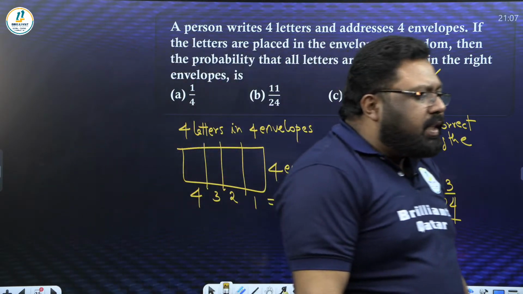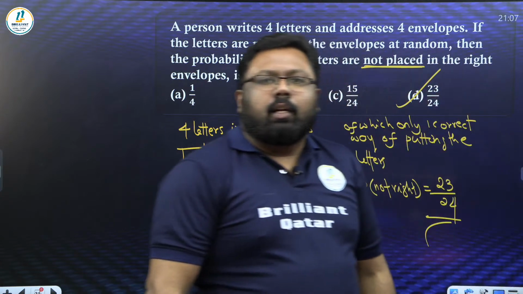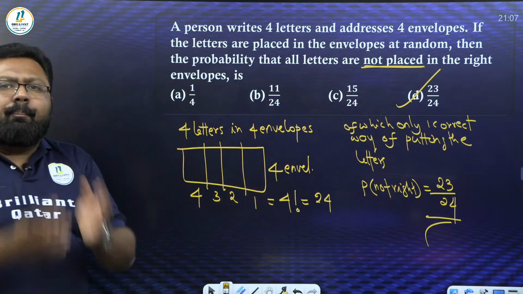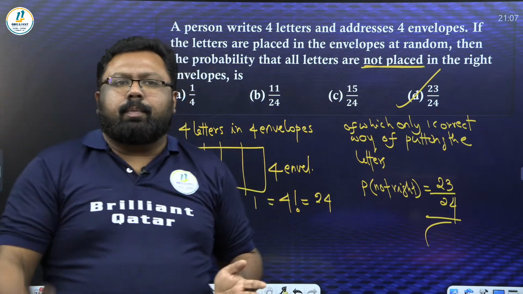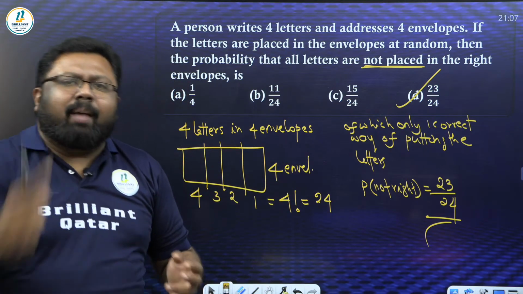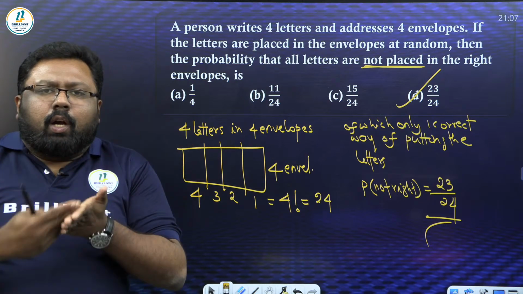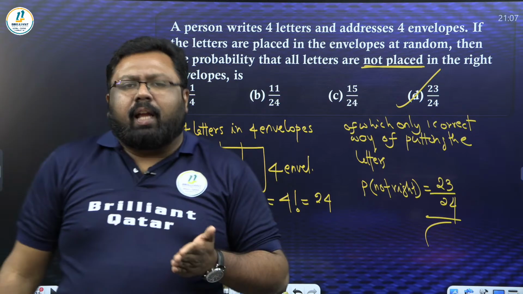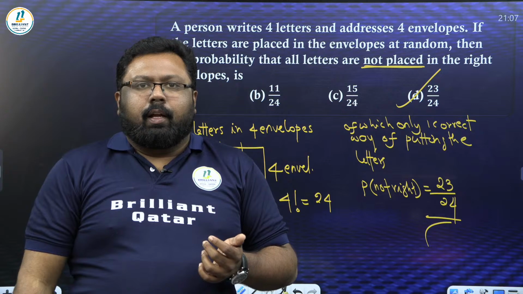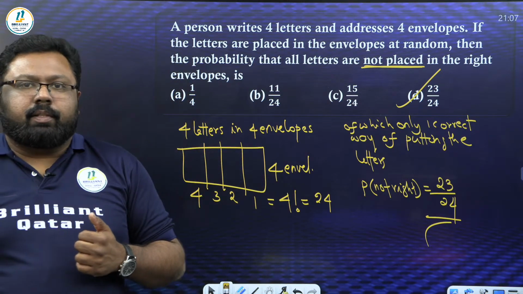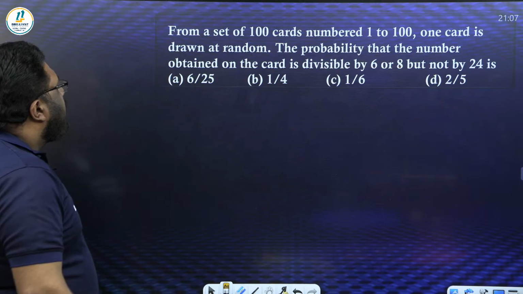23 out of 24. Right answer, Abu, Jonathan and A3. My dears, very simple question. There are 24 different ways of packing 4 letters in 4 envelopes, and there is only one way among the 24 ways in which all the 4 letters go into the correctly addressed envelope. Got it? So how many wrong ways are there? 23 different ways. Okay.